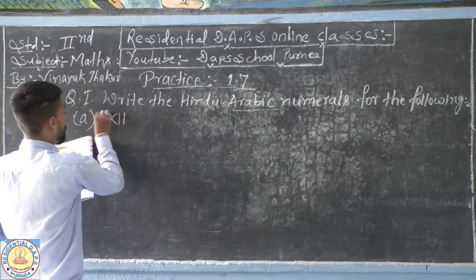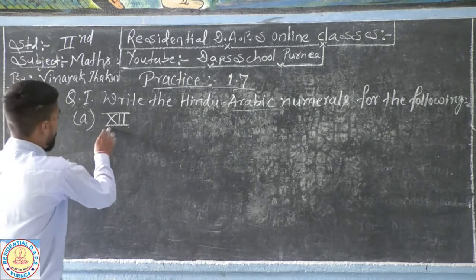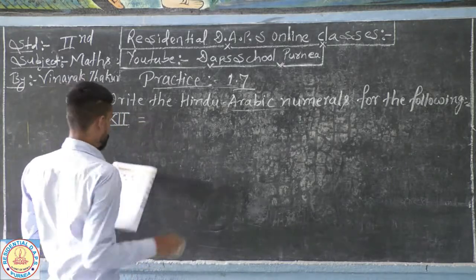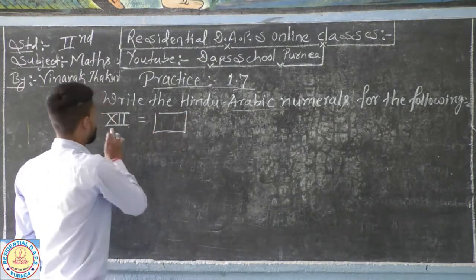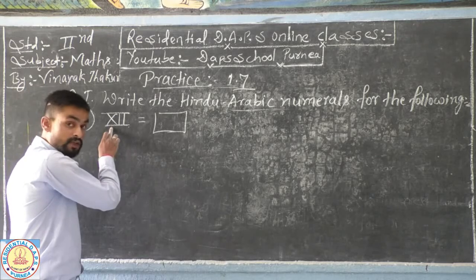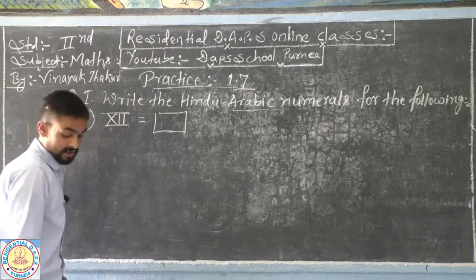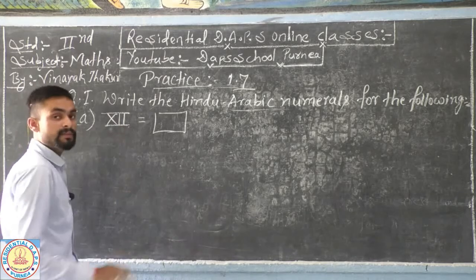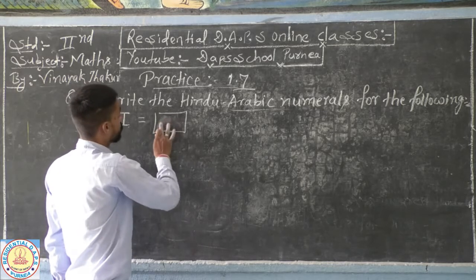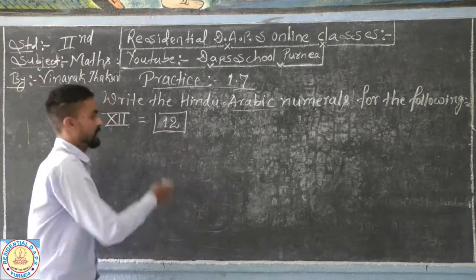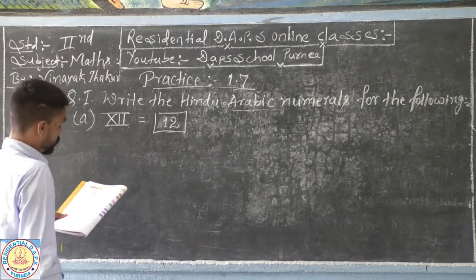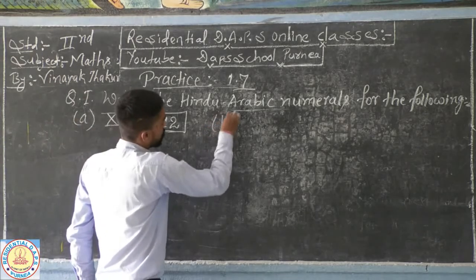This is given XII, which means X means 10 and II means 2. So the number made is 10 plus 2, 12. At first look at your Roman number: here is X, it means 10, and after that II, it means 2. 10 plus 2 means 12. So the Roman numeral XII is 12 in Hindu-Arabic numerals. So this is the answer of the first. I'm going to solve your next question.